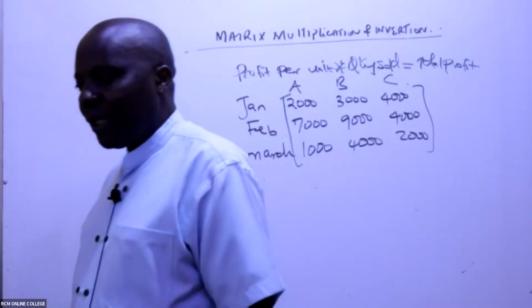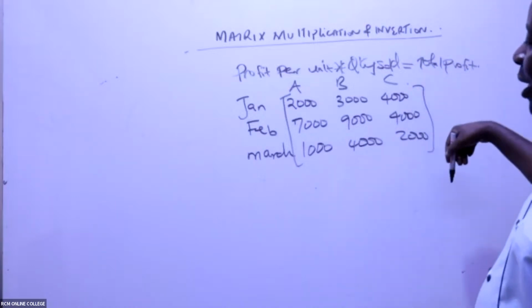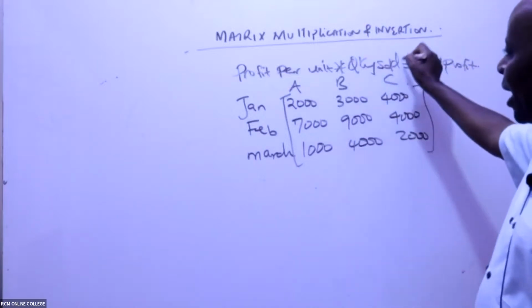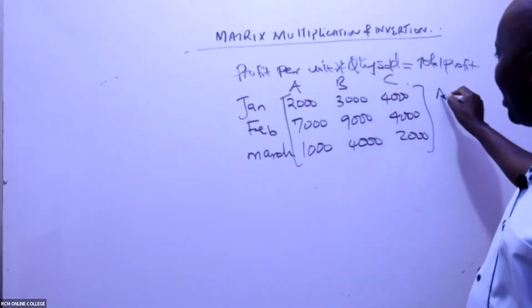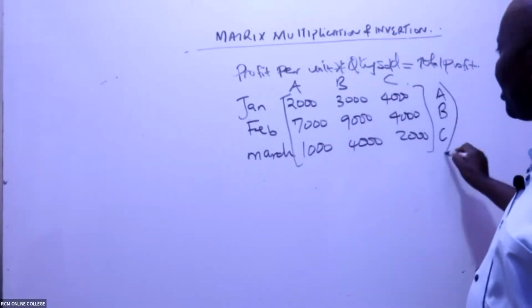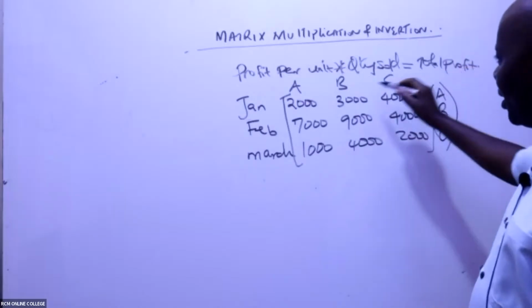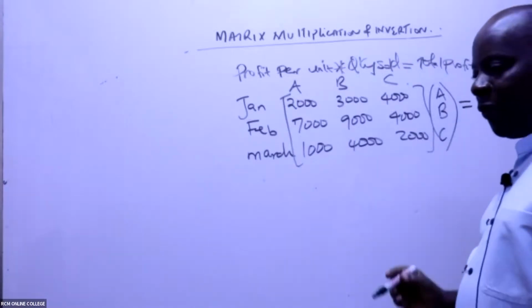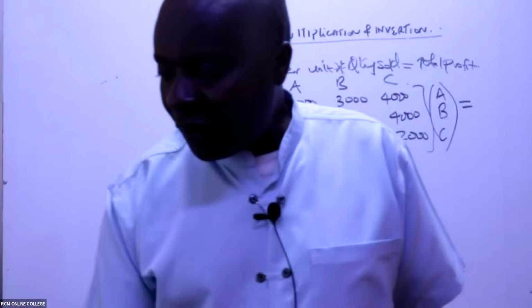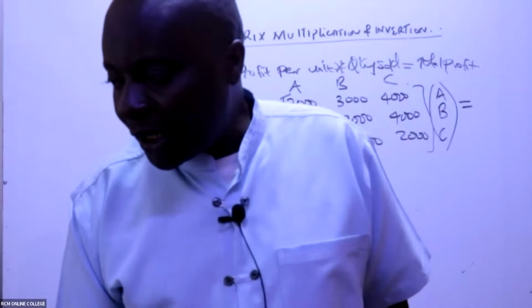Thank you so much. You see, quantity sold is unknown. This is what the examiner wants me to tackle. So we shall let the quantity sold be A, B, and C, respectively. This is profit per unit times quantity sold, which should give me the total profit. Have they given me the total profits for each of these months? Oh, yes, they have done that.